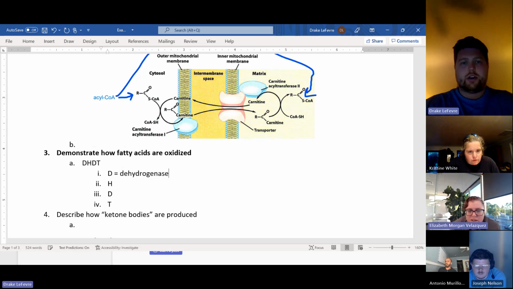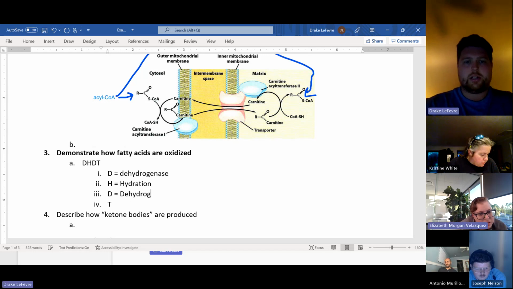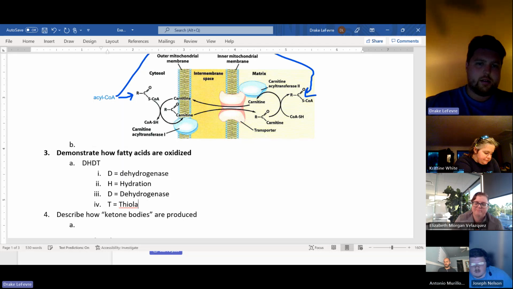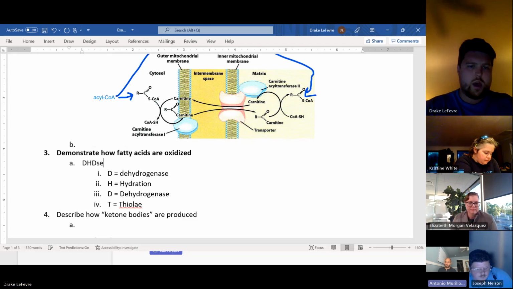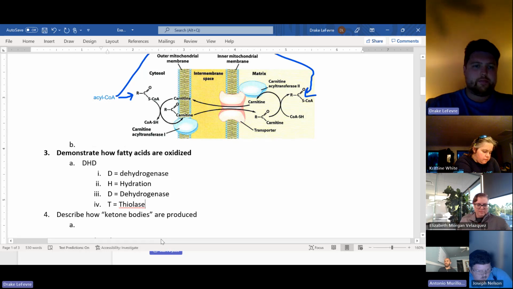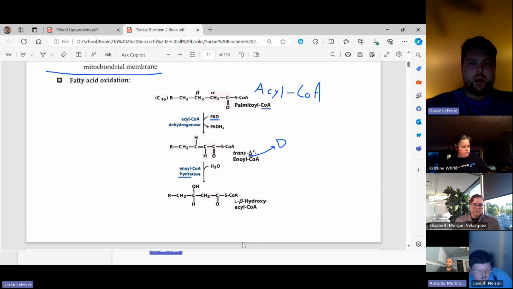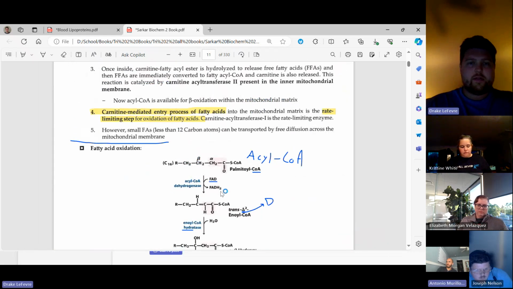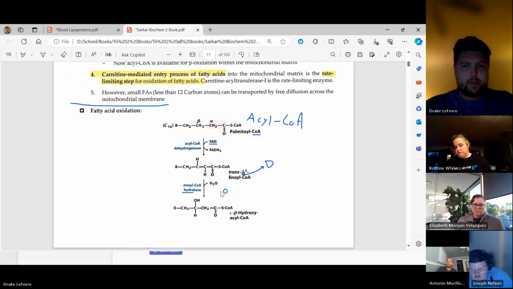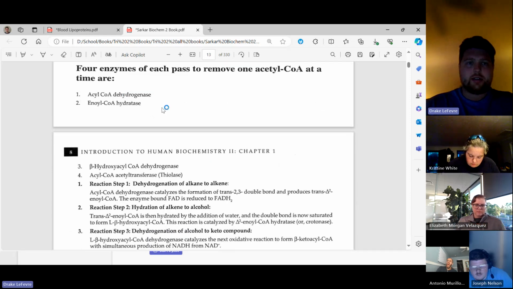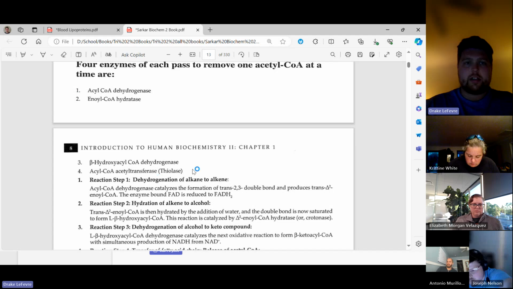Dehydrogenase, and then hydration, another dehydrogenase, and then a thiolase, a thiolase transferase. Boom, we have our whole process right here, fatty acid oxidation. Just like we said, step one is a dehydrogenase, hydratase, another dehydrogenase, and then a thiolase.